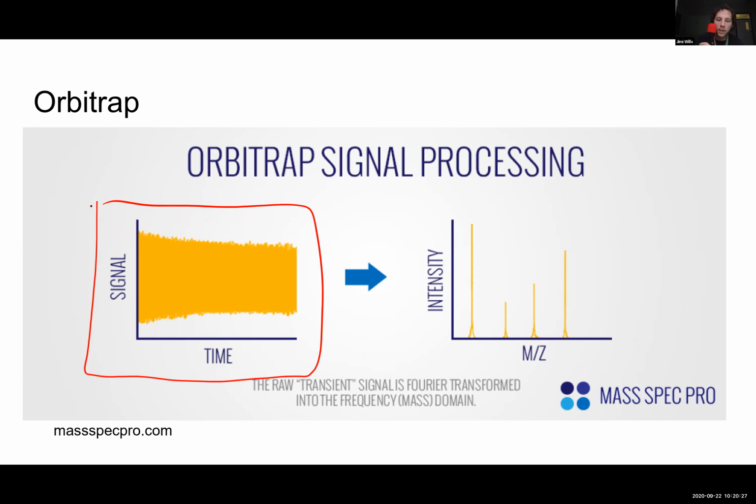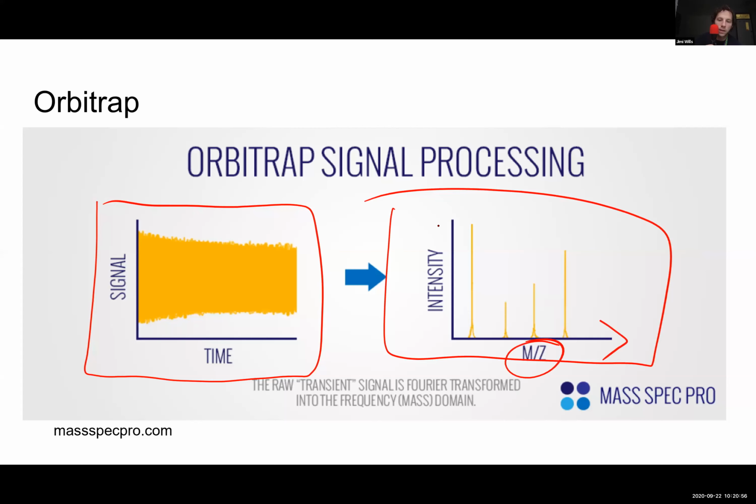And then somehow we need to translate this. Actually, we don't need to translate it. It's done on board by a computer. This is not something that we have control over or really want to have control over, to be honest. But there is some signal processing that happens on the computer inside the mass spec that results in this being turned into a mass spectrum. In a mass spectrum, we have mass to charge ratio along the bottom and signal intensity up the side.